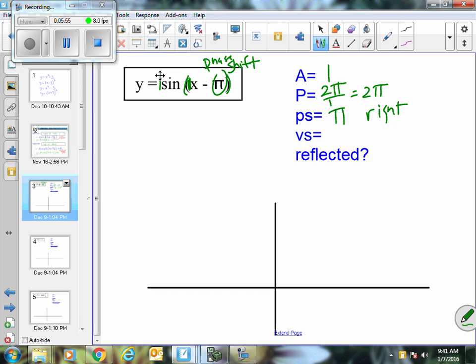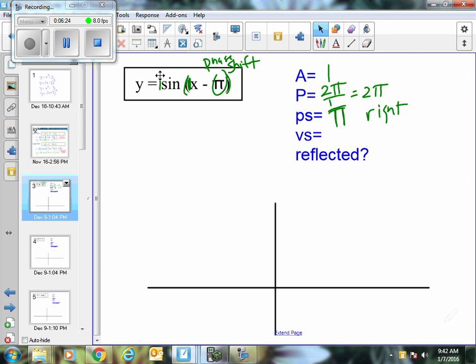Now, some people say pi to the right, but if you just say positive pi, that should assume to you that that means you're going to the right. If this had been x plus pi, then that means it's x minus a negative pi. That would have been a phase shift of negative pi, or pi to the left. So just depending on how you want to say that. So pay very close attention to the sign in between. It's just like what we've always done, but that's which way we'd be going.